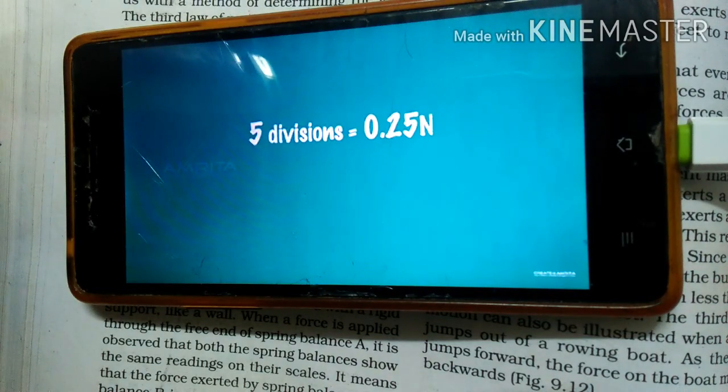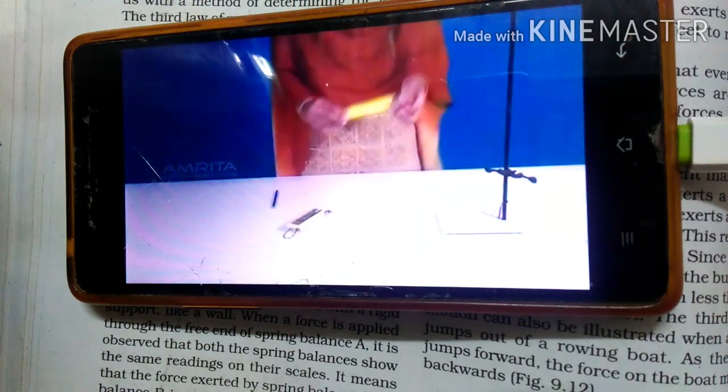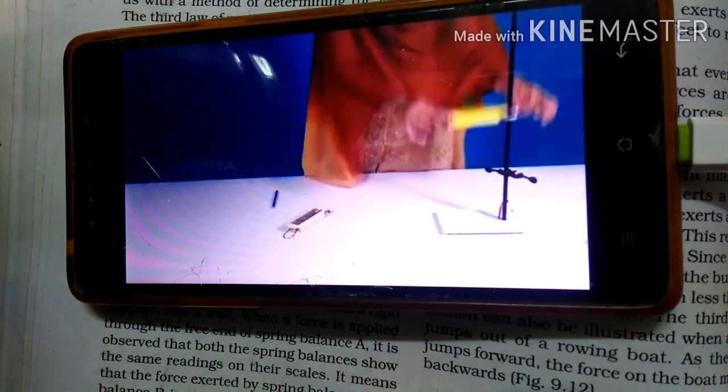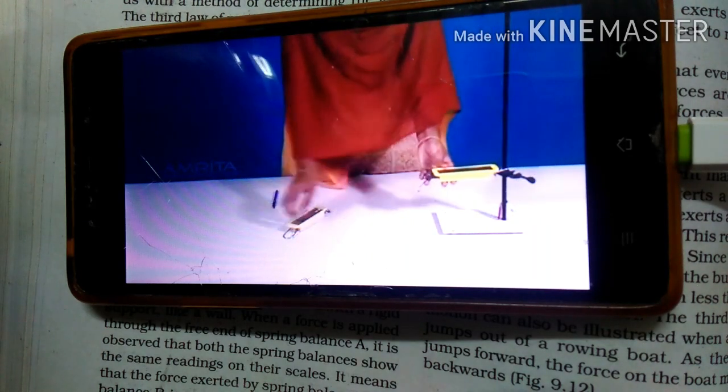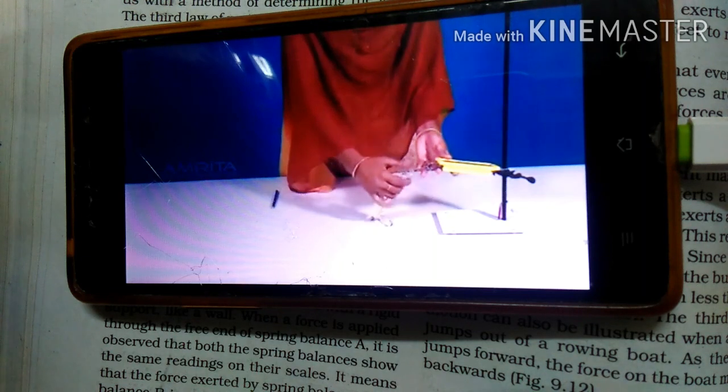5 divisions is equal to 0.25 N. That is, 1 division is equal to 0.25 divided by 5, which is 0.05 N. Fix 1 spring balance to the stand. Now, take the second spring balance and attach it to the end of the first spring balance.